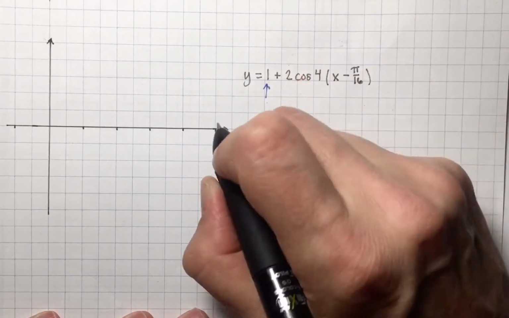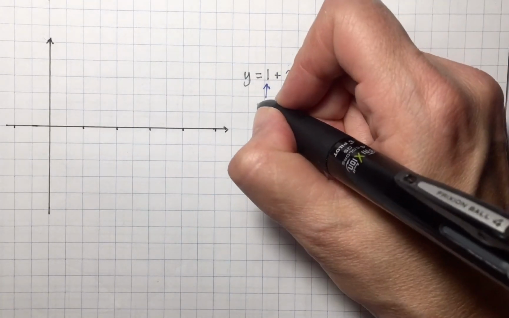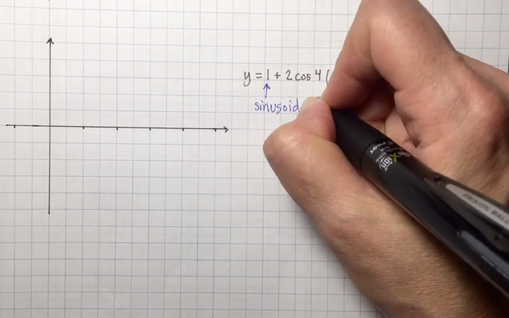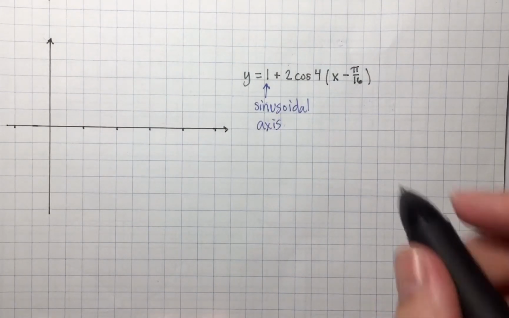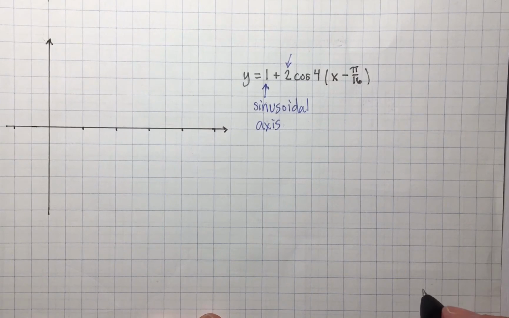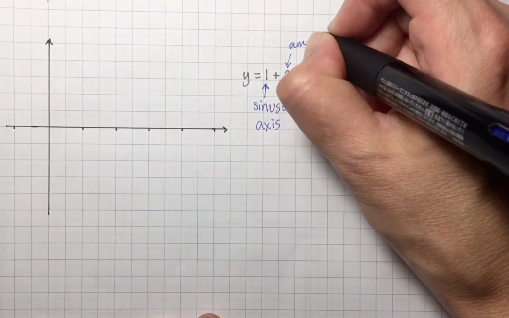So this guy, in terms of transforming a function, it's your vertical translation. But it's using the official vocabulary. This is our sinusoidal axis. But it's also just a vertical translation up one. This 2 multiplying on the outside, if you multiply on the outside, that's a vertical dilation, but the official word we want here is amplitude.